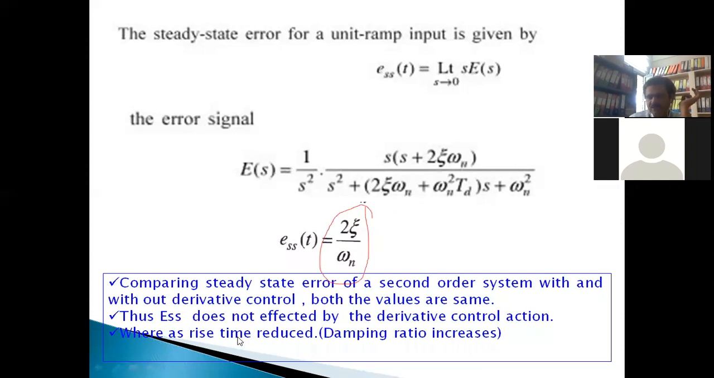Whereas the rise time is reduced. That means the damping ratio increases.